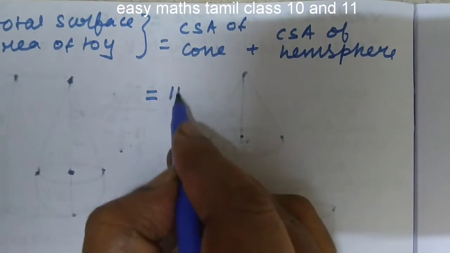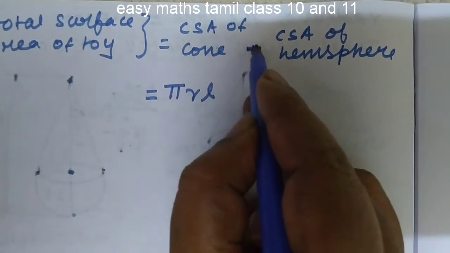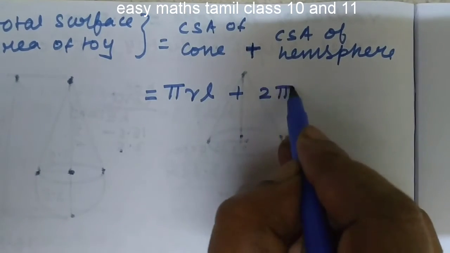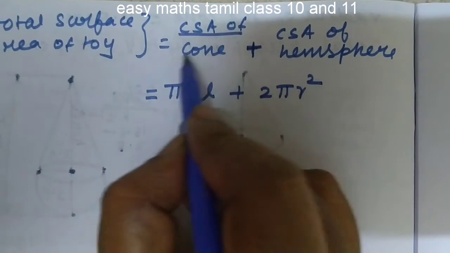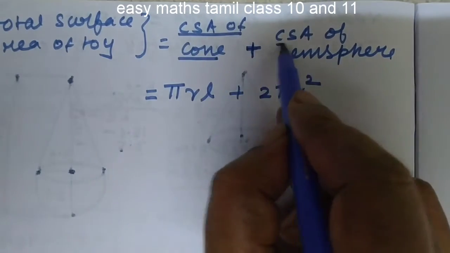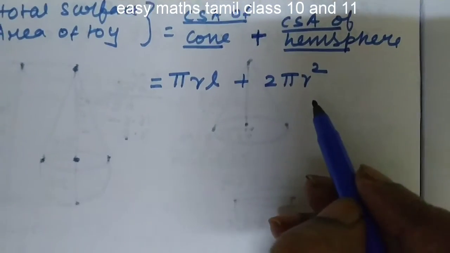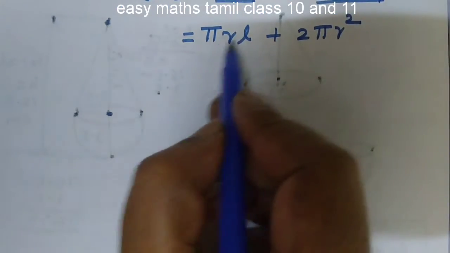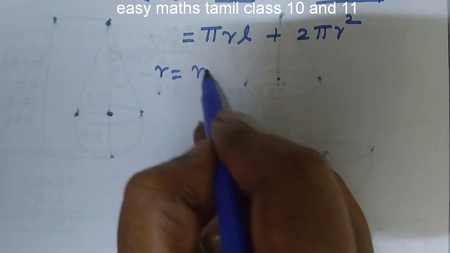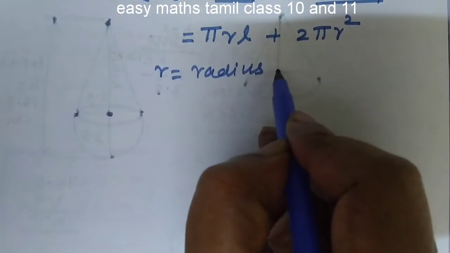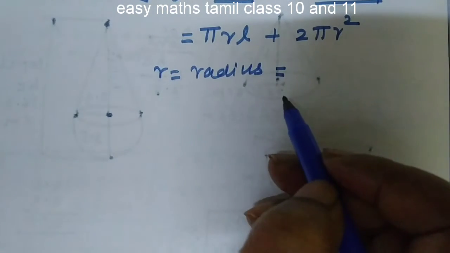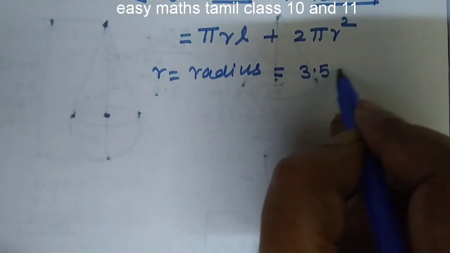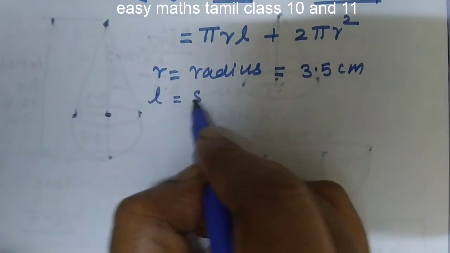Now total surface area of the toy equal to curved surface area of the cone plus curved surface area of the hemisphere. The formula is pi RL plus 2 pi r square. Curved surface area of the cone is pi RL. Curved surface area of hemisphere is 2 pi r square. We already know the radius value is 3.5 cm, but we don't know the value of L. It is slant height of the cone. So how to find the slant height of the cone?